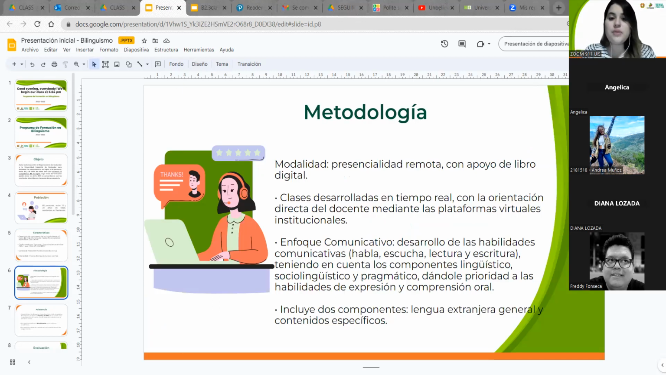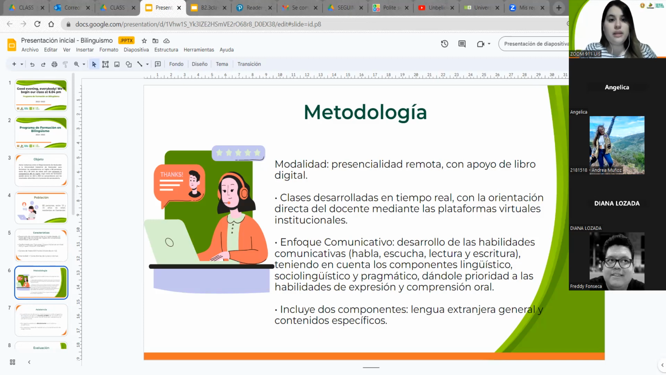Metodología, presencialidad remota con apoyo del libro digital. Vamos a seguir trabajando el mismo libro que habíamos trabajado en el nivel anterior. Las clases son desarrolladas en tiempo real con la orientación directa de la docente mediante la plataforma virtual institucional de Zoom. Recuerden que ustedes también tienen acceso a las grabaciones.